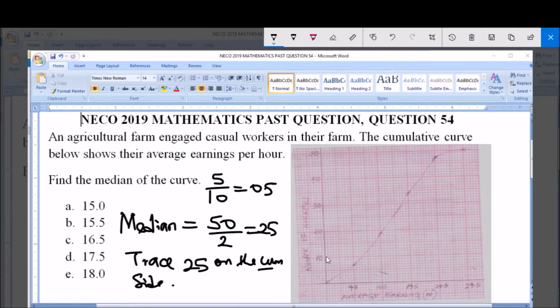Now you have 10, 20, 30, meaning that each of these boxes here is 1. So we have 20 here, 21, 22, 23, 24, 25. So this is 25 on the cumulative side. This point is 25. Now we'll trace this point directly to the Ogive, where it meets the Ogive. Now it meets the Ogive here. Now we're going to trace it downward also, and when you trace this downward, it will give us this.